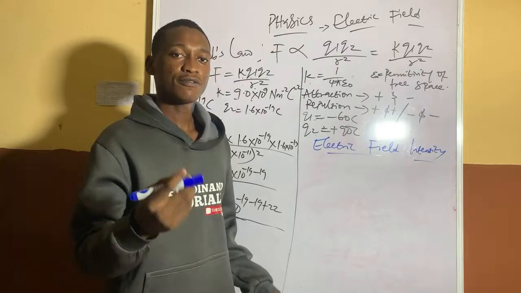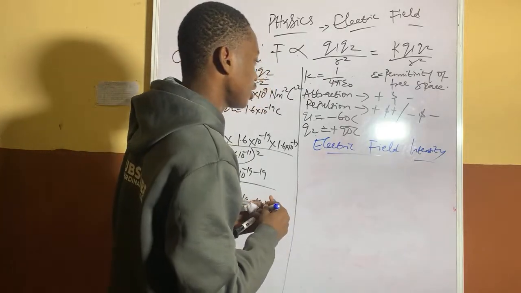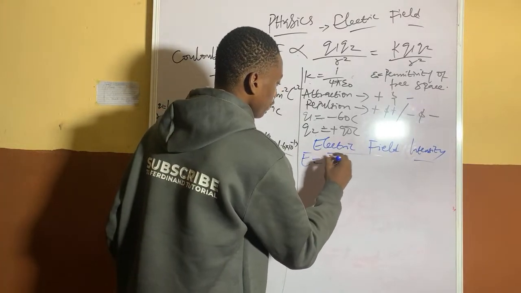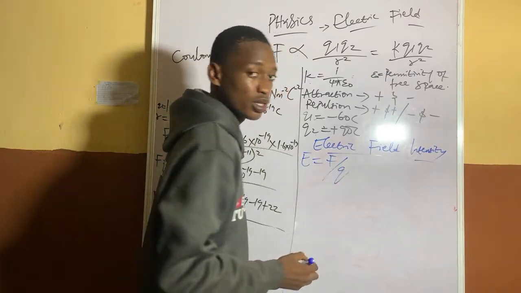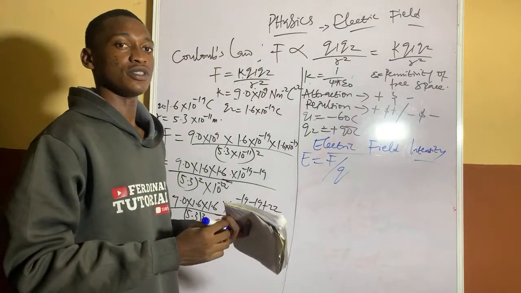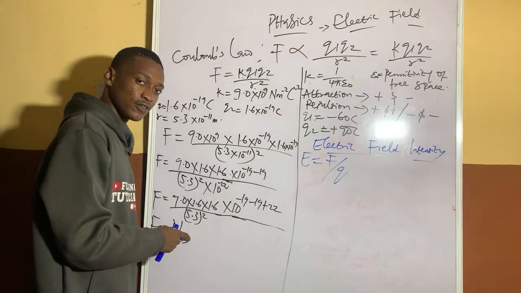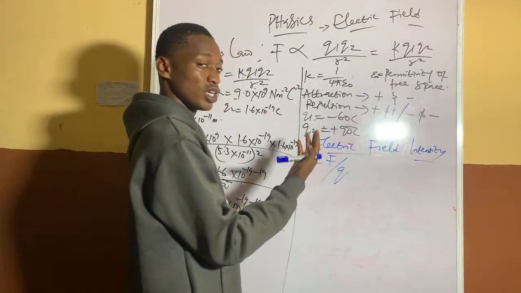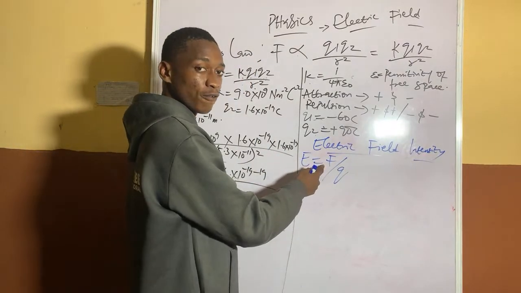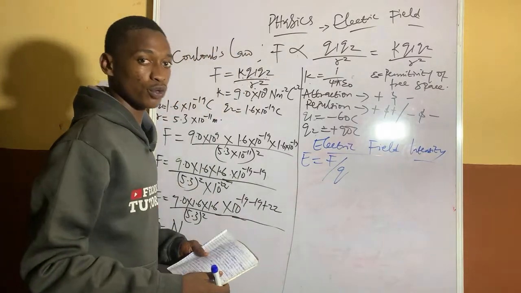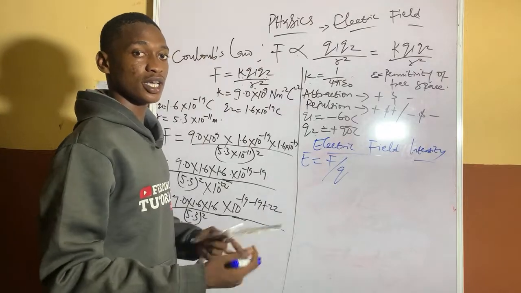Now, for electric field intensity, we're using the following formula. E is equal to F all over what? All over Q. That's the formula for electric field intensity. Let's take for instance, they ask us to find this force, and then they say continuation, solve for electric field intensity. We're going to use the force all over Q. But most times, they might not ask you to solve force. They will just ask you to solve for electric field intensity.